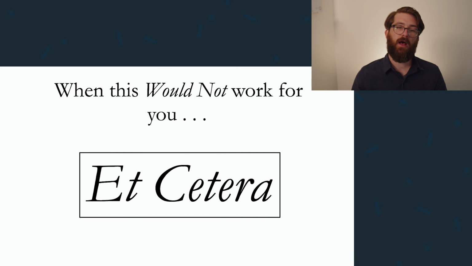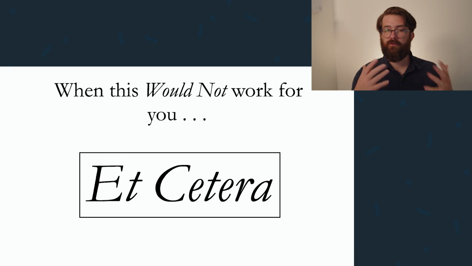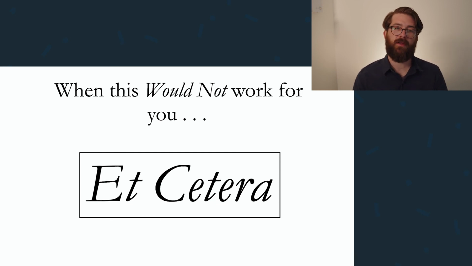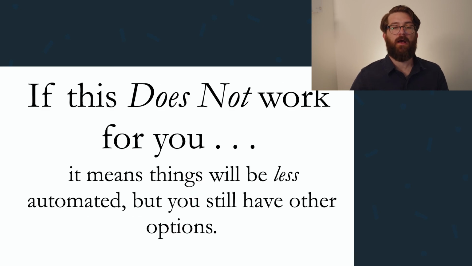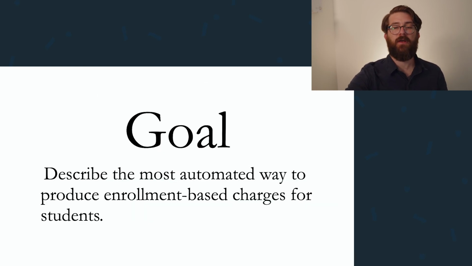And of course, these were the main things that we came up with as we were working through creating this video here, but there could be other things outside of that. So you would just want to think through your process and maybe ask some questions about how that would apply. Again, if this does not work for you, it means that things will be less automated, but there's still lots of other options. And we'll probably be able to cover some of those things in other videos. So remember, our goal was to describe the most automated way to produce enrollment-based charges for students. So that's what we looked at here.